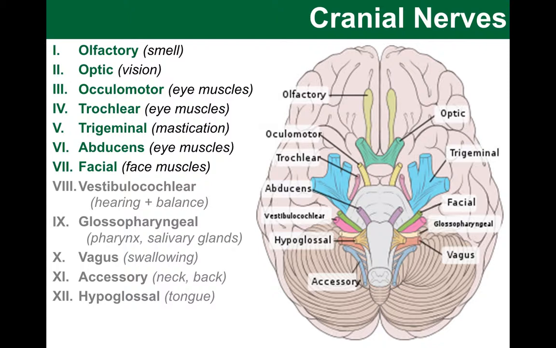Then we have vestibulocochlear nerve pair as eighth, which contribute to the sensation of the hearing and also to the balance. We have ninth cranial nerve pair, which is known as glossopharyngeal nerves. These innervate the pharynx and salivary glands. 10th is vagus nerves. One of its functions is swallowing, but it really is involved in pretty much everywhere.